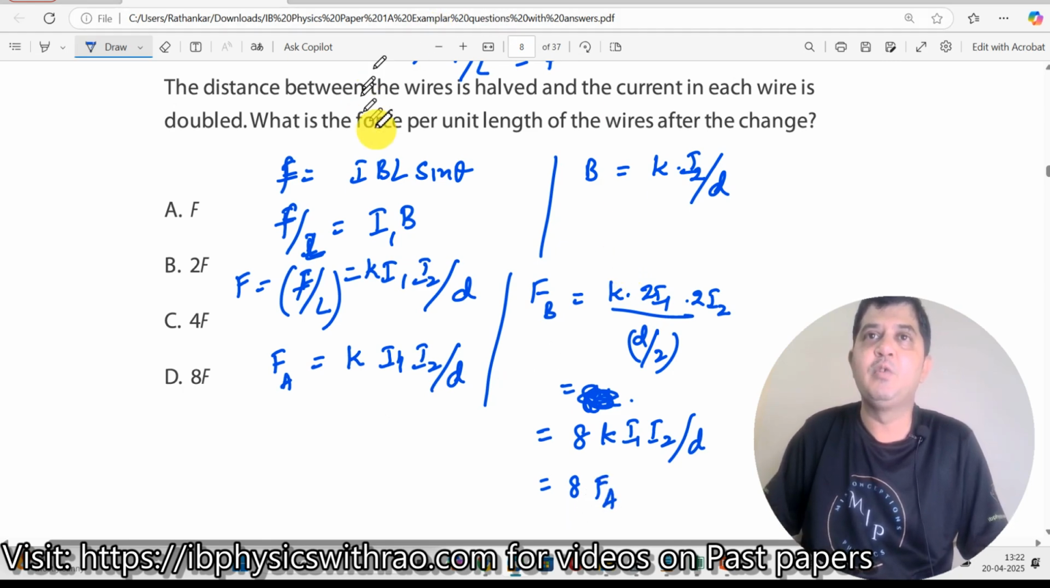Now what do I need? The force per unit length of the wire after the change. After the change, it becomes 8 times f. Right? Here's the answer.